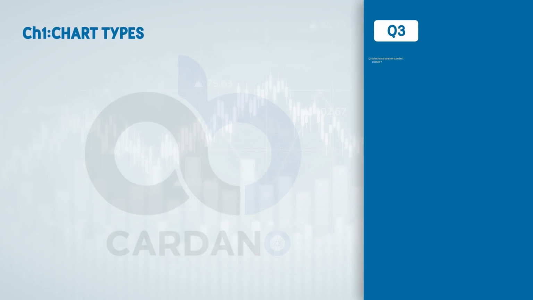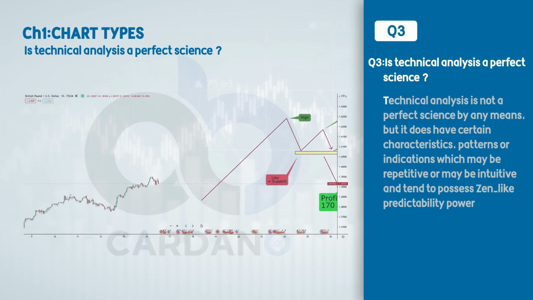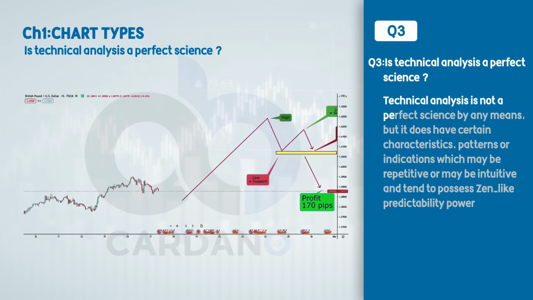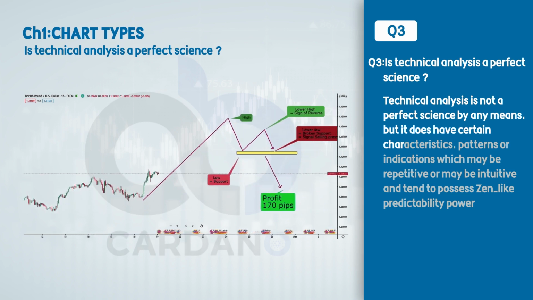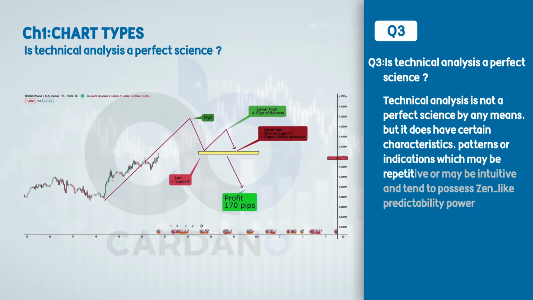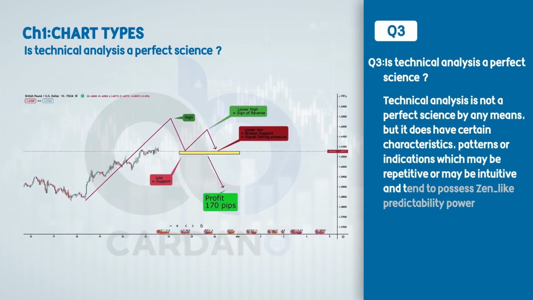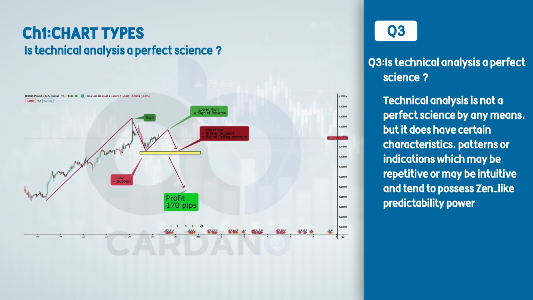The third question is, is technical analysis a perfect science? The answer is, technical analysis is not a perfect science by any means, but it does have certain characteristics, patterns, or indications, which may be repetitive or may be intuitive and tend to possess Zen-like predictability power.